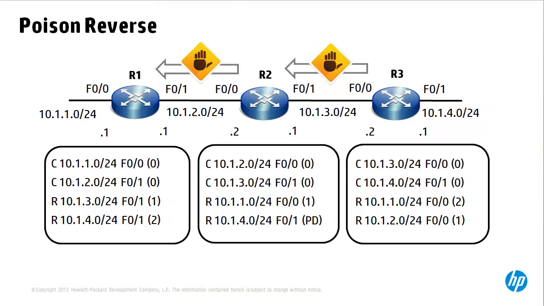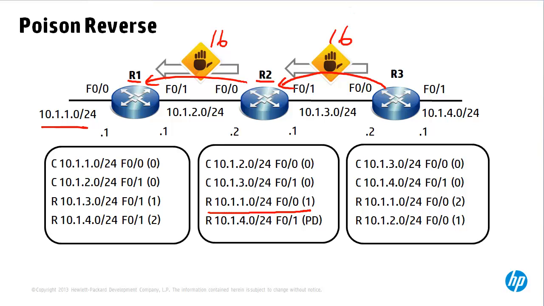Now, poison reverse happens for all networks. So in other words, this network here, 10.1.1.0, is advertised to router 2 and in turn to router 3. When updates are sent from router 2 to router 1, router 2 includes that network in the update, but it's setting the metric to 16. In other words, router 2 is poisoning the route to router 1. By the same token, router 3 is advertising the same network to router 2, but poisoning it.